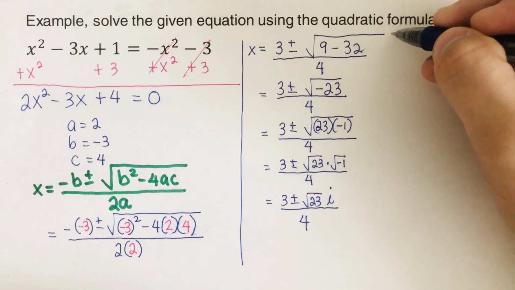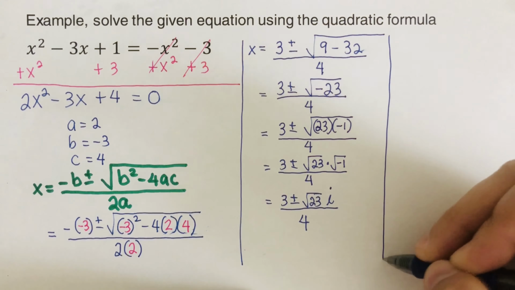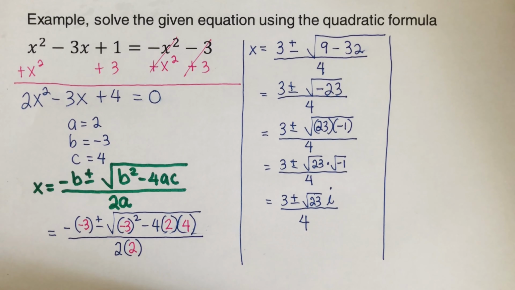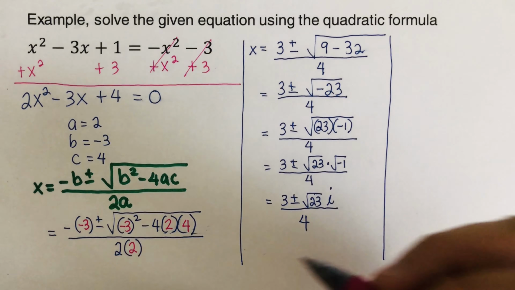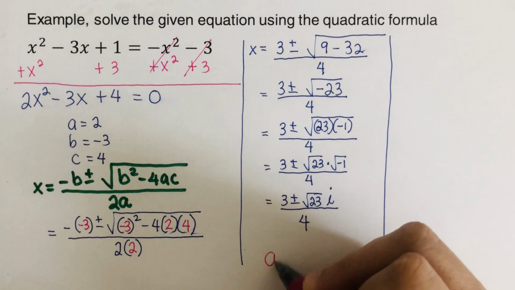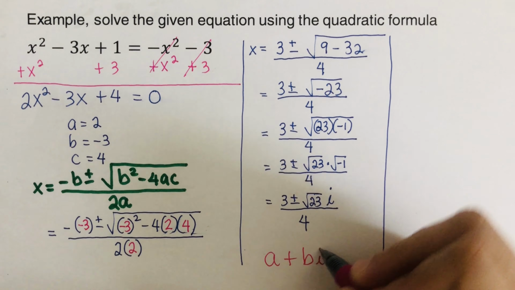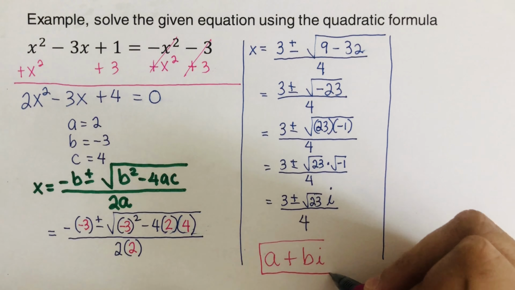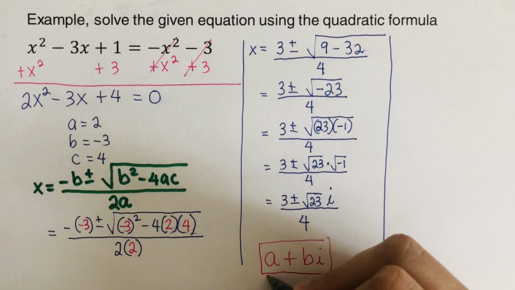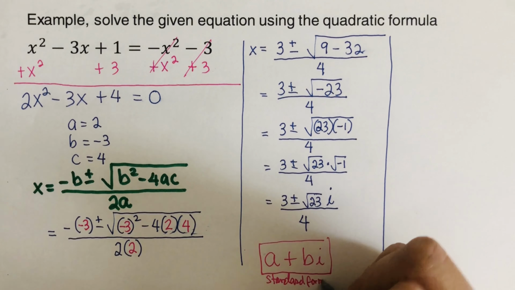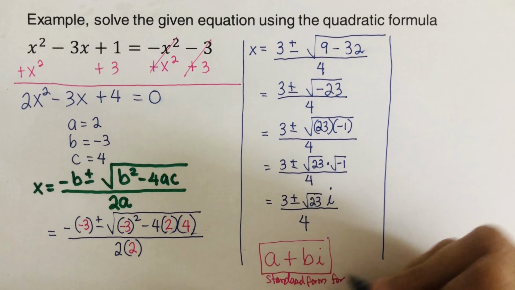So we can simplify this some more. So how do we get the two values for x here? This is not in standard form. Just a reminder, the standard form for complex numbers should be a plus bi.